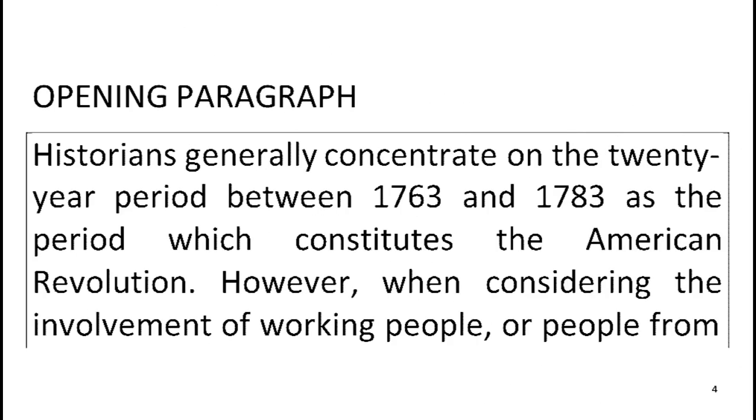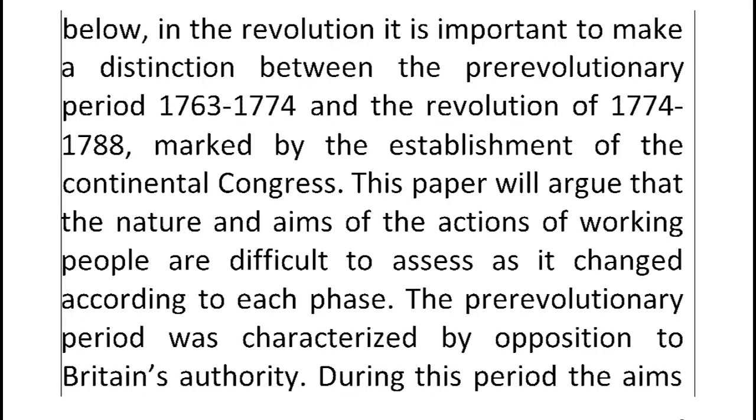Opening paragraph. Historians generally concentrate on the 20-year period between 1763 and 1783 as the period which constitutes the American Revolution. However, when considering the involvement of working people, or people from below, in the revolution, it is important to make a distinction between the pre-revolutionary period 1763 to 1774 and the revolutionary period 1774 to 1788, marked by the establishment of the Continental Congress. This paper will argue that the nature and aims of the actions of working people are difficult to assess as they changed according to each phase.